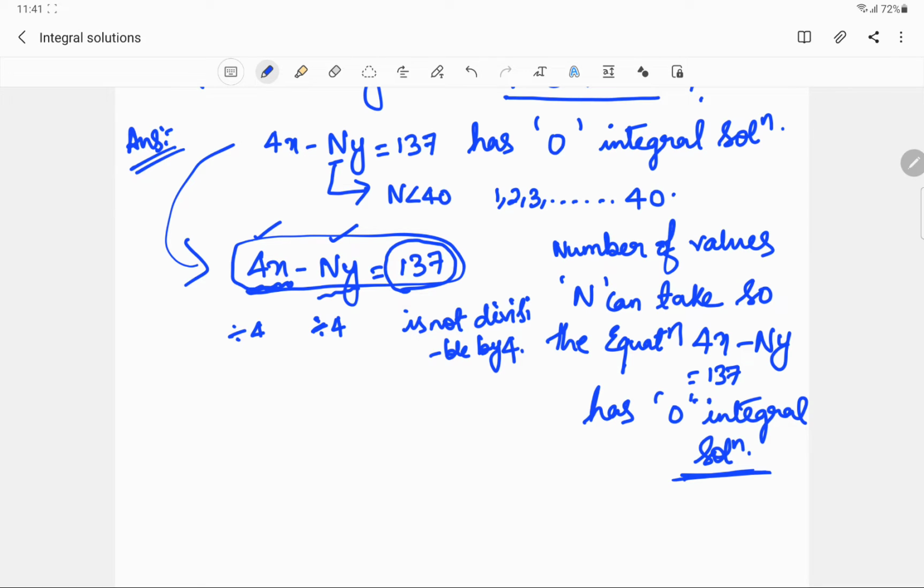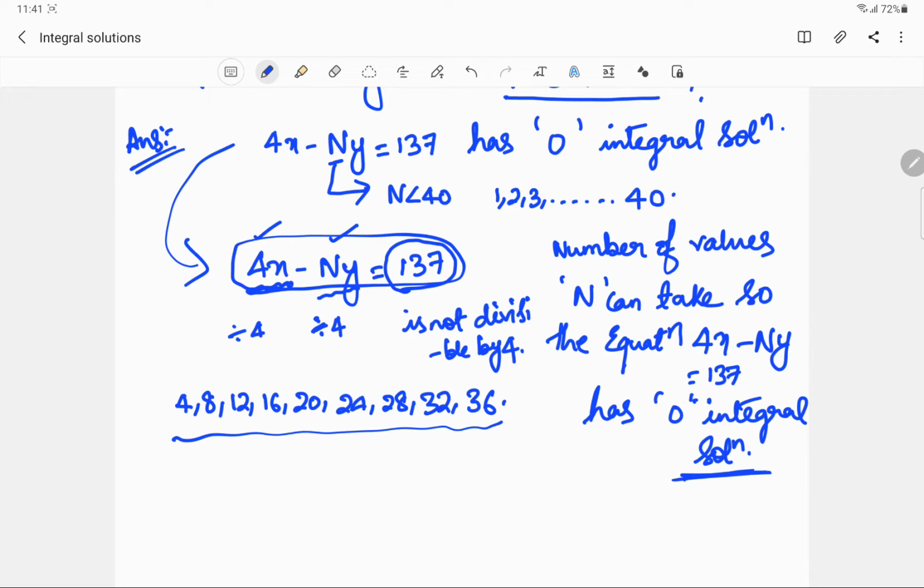So what are the multiples of 4 that are less than 40? Those are the values n will be able to take. So it is 4, 8, 12, 16, 20, 24, 28, 32, 36. These are all the values which n can take. Now these values are 3, 6, 9, total 9.